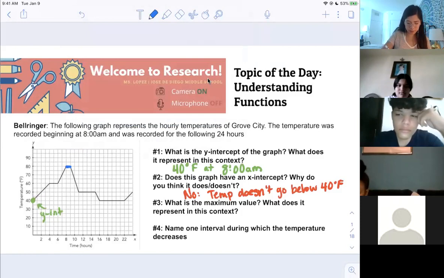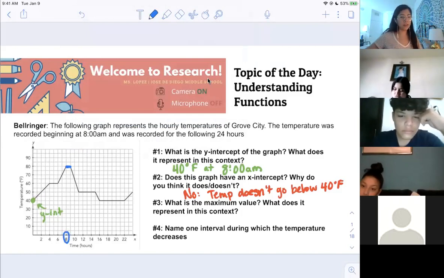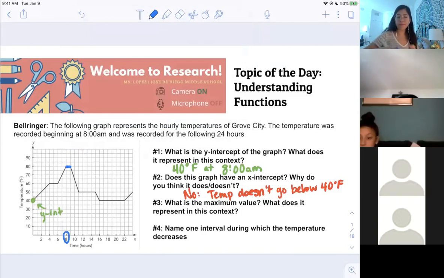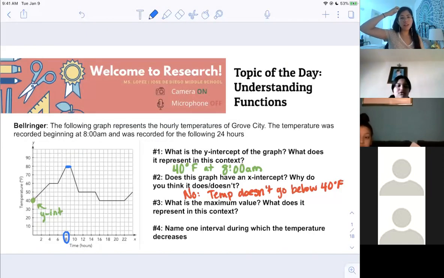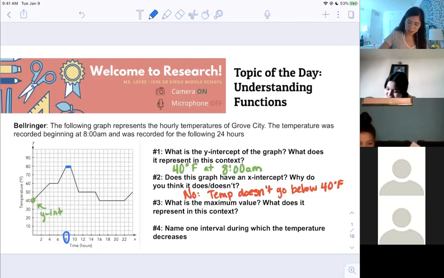So we see down here that it starts at the 8, but be careful. Does that mean 8 a.m.? No, it could be 8 p.m. Remember, when does the graph begin? At 8 a.m. Right. It's 8 hours after 8 a.m. So what time would that be if it's 8 hours later? 4 in the afternoon. 4 p.m. Exactly. So what does this represent?